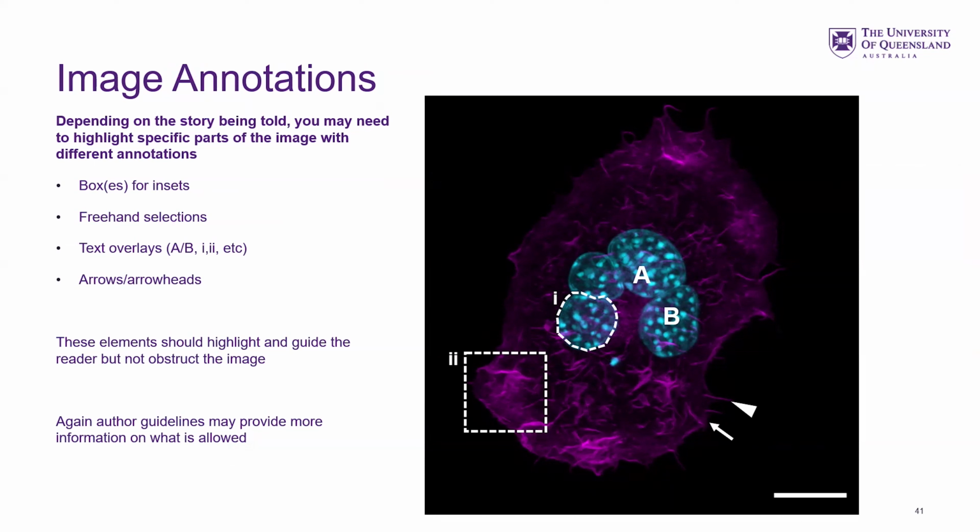Labeling and repeating your work, particularly, I would do in Illustrator. Then you have elements that you can reuse. You might have boxes for inserts, freehand things where you need to trace around something, and text overlays. Most journals will say that annotations shouldn't obstruct or hide data, and shouldn't be used to cover anything up, so they should be as minimal as possible. You might use arrows and arrowheads to highlight certain features, and follow the guidelines.